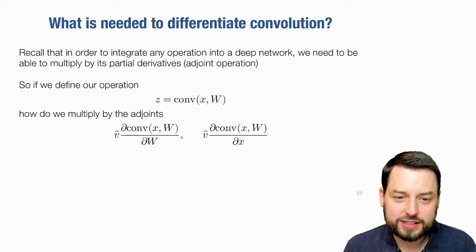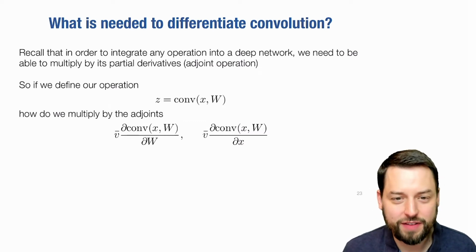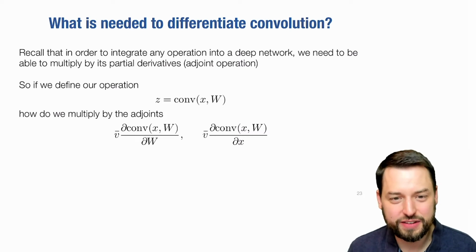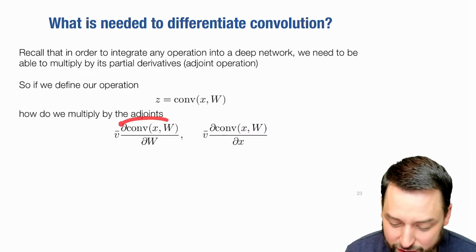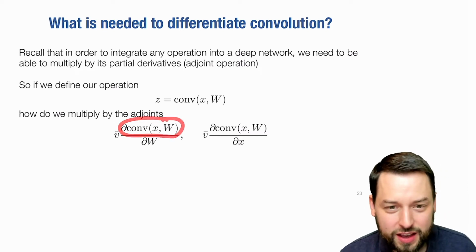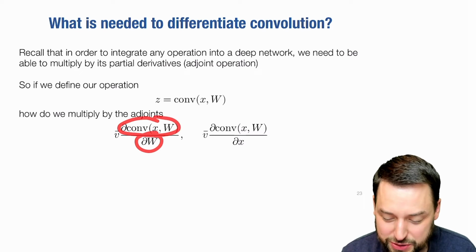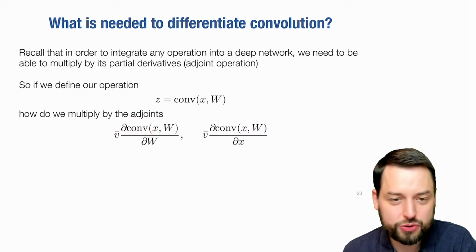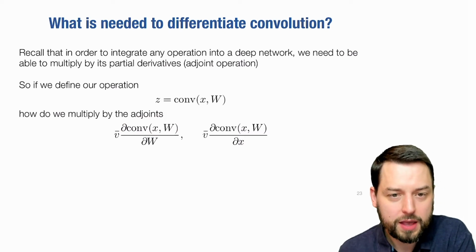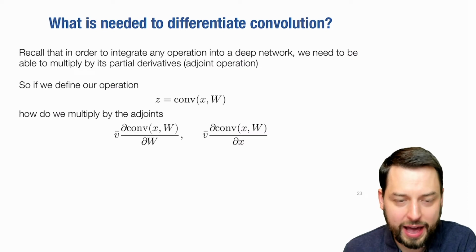But let's not worry too much about the sizes of tensors here, because if you break these all down into individual tensors, this is the derivative of a rank 3 operation with respect to a rank 3 tensor, or with respect to a rank 4 tensor. I mean, it gets pretty complicated, right? But let's think at an intuitive level about how we might go about multiplying these two adjoints.